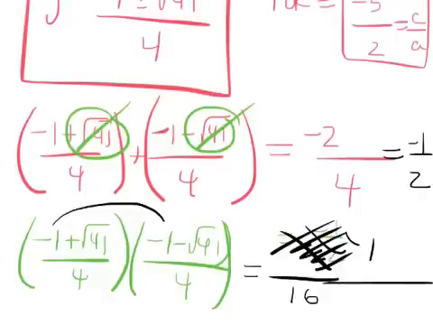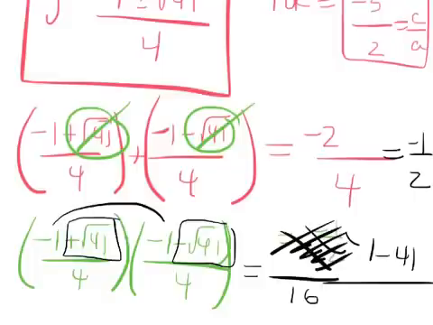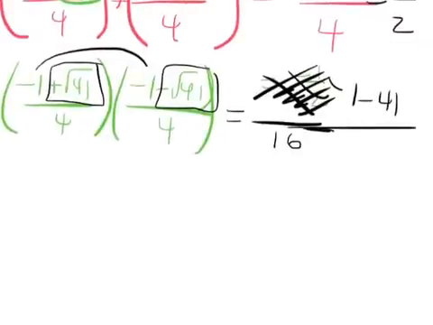Then the inner term is going to be root 41 and negative root 41. Those are going to cancel. Remember, those are the middle terms, because this is multiplying out two binomial conjugates. When you do that, the middle terms always cancel. But then when you multiply positive root 41 and negative root 41, you're going to get negative 41. So it's 1 minus 41 all over 16.